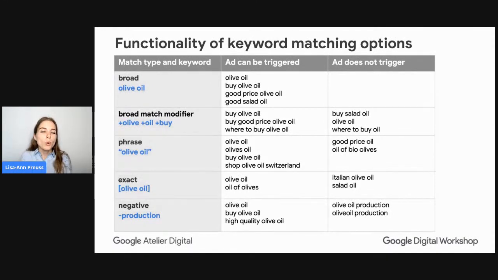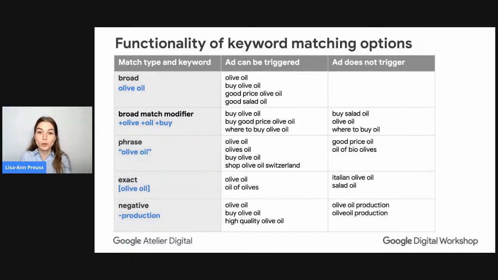If you want to be even more granular, you can use phrase match. And this is when you put the keywords into quotation marks. What it means is that when a user searches for this phrase, and there can be words before the phrase or after the phrase in the search query, then the keyword will be triggered, but if there's any word in between that phrase, the ad will not be triggered.